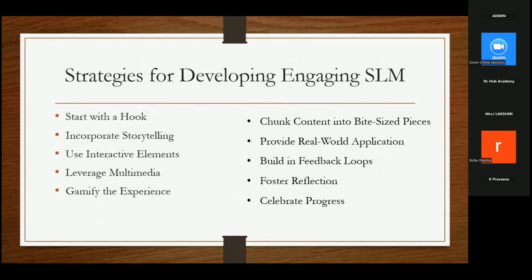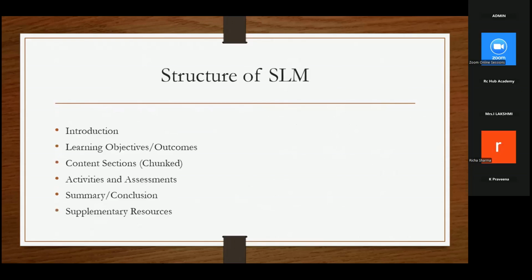And next, interactive material, multimedia and gamifying the experience, chunking the content into bite-sized pieces, real-world applications, and feedback also. I have to get the feedback. If the feedback is not relevant, then once again I want to change the level of the studying materials in order to make progress. So these are all the considerations for a strategy for developing and engaging self-learning material.